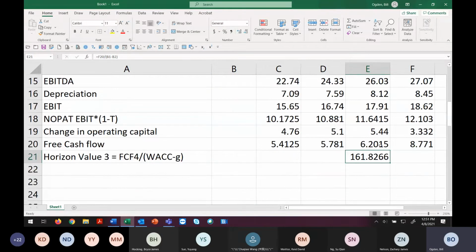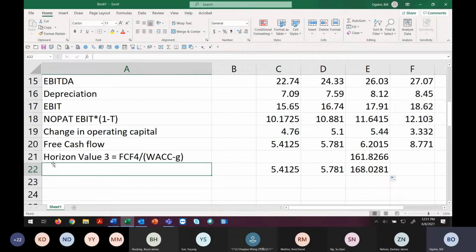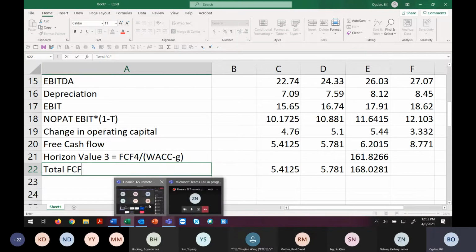All right, and then we'll add these together. And if you want, there'd be no problem with copying this back to your 1. Okay, and we'll just give this a title of total. Total free cash flow. All right. Let's check in a minute.